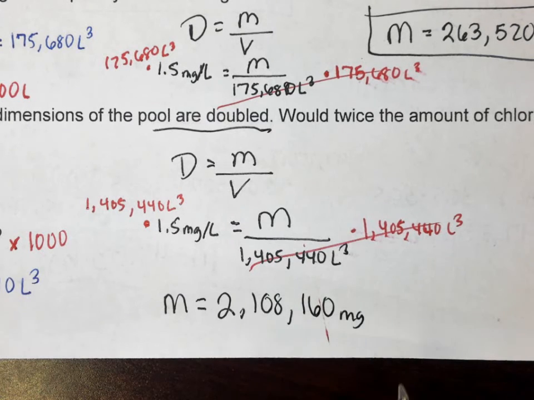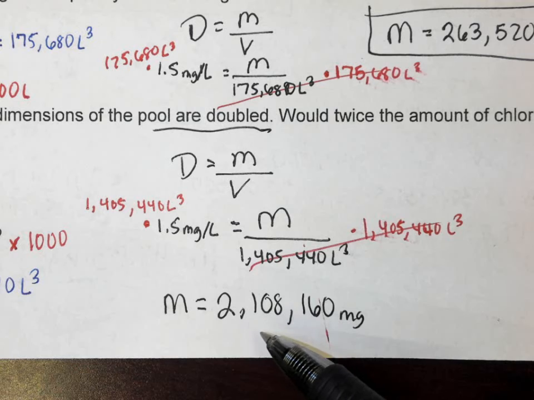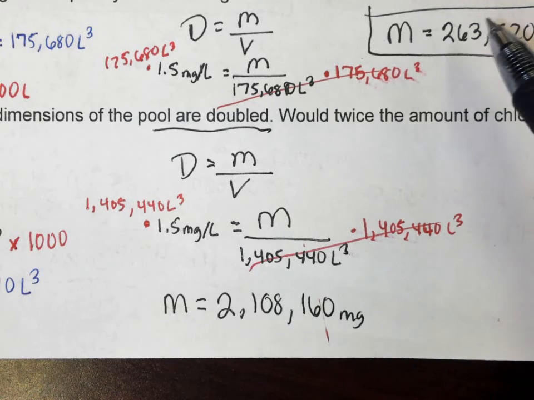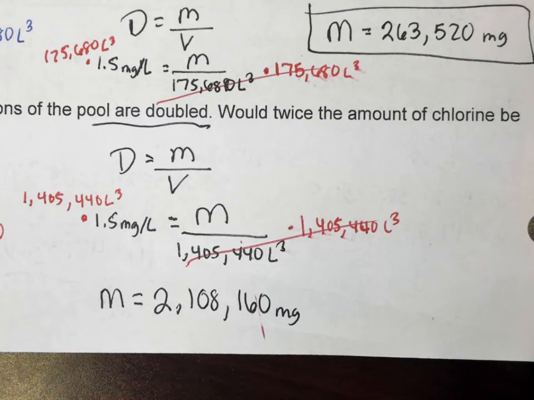I don't want to box this though because that's not what they asked. They ain't asked me for math on this one. On this one, they wanted to know would twice the amount of chlorine be needed. To figure that out, my new number here, I'm gonna take it and divide it by my original mass. Take this number divided by this original mass up here. That'll tell you how many times the amount of chlorine is needed.